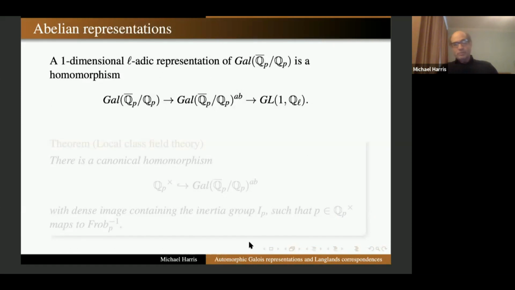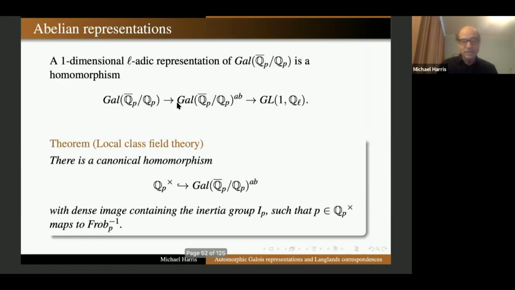Well, let's go back to the familiar case. We looked at one-dimensional representations, and actually this is not very far removed from the cyclotomic polynomials with which we started. A one-dimensional Galois representation factors through an abelian quotient because its target is an abelian group. So what is the Galois group of the maximal abelian quotient, or the maximal abelian extension, of Q_p?